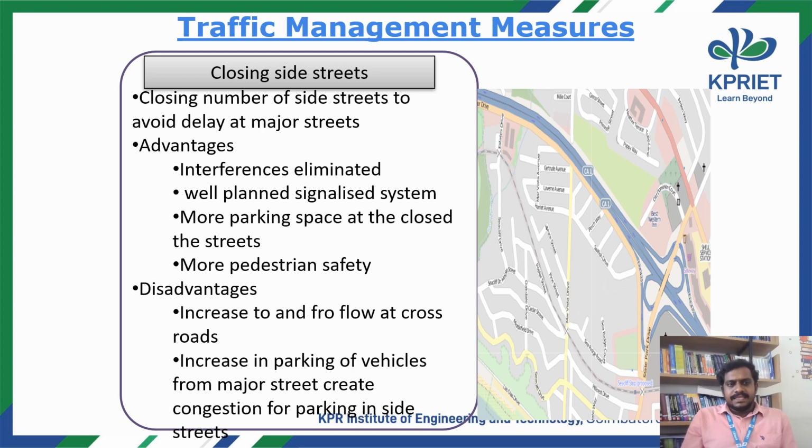Closing all the side streets, so that only the main road is permitted for access and all the side streets are closed. Thereby we can reduce the congestion or delay on the major streets. A few advantages and disadvantages. Pedestrian safety can be improved, and there is more parking space, as closed streets can be used for parking. Disadvantages: congestion of parking in side streets, and increased flow across crossroads. Since only the main street is accessible, there will be more access.